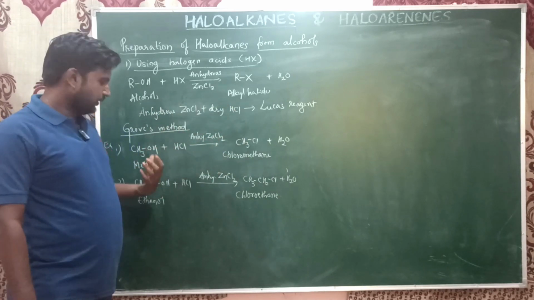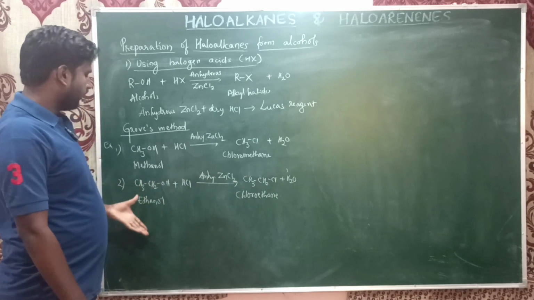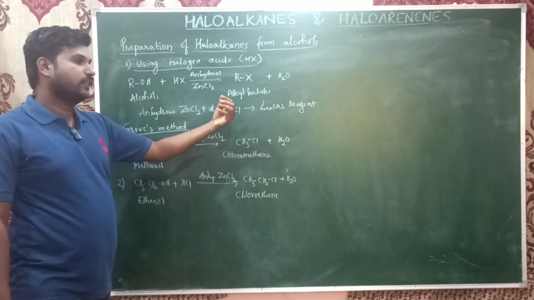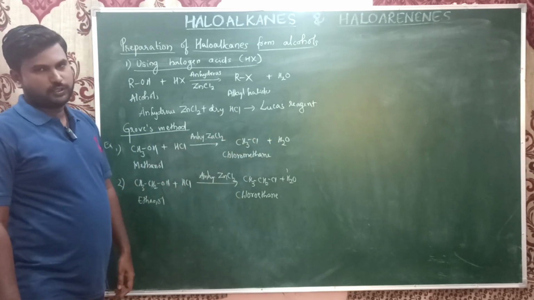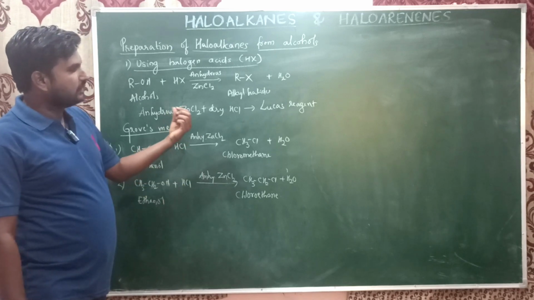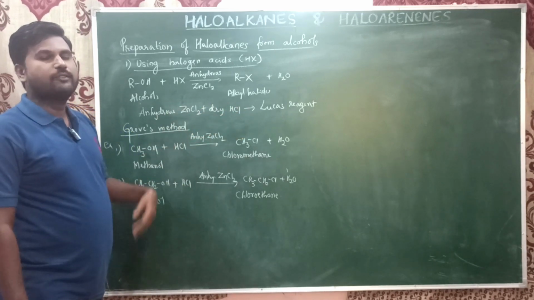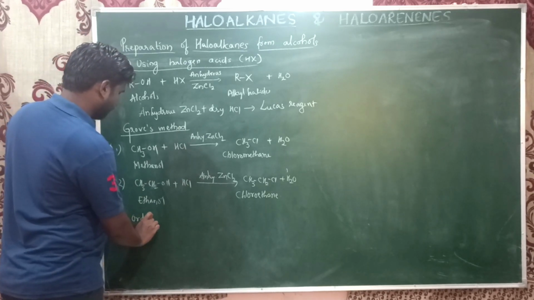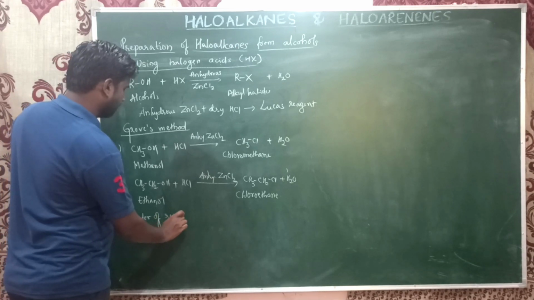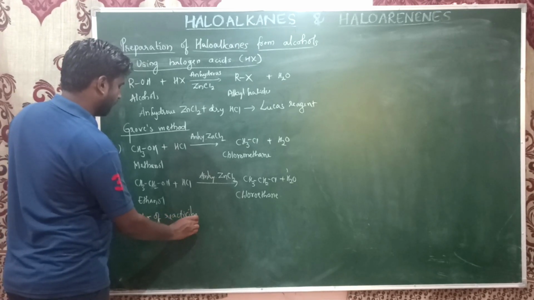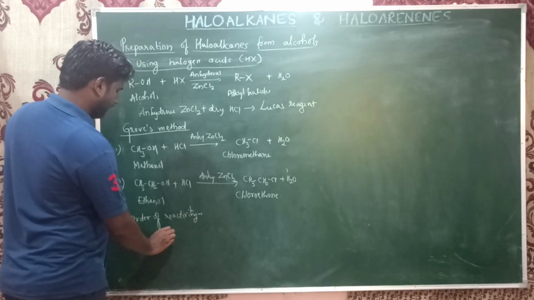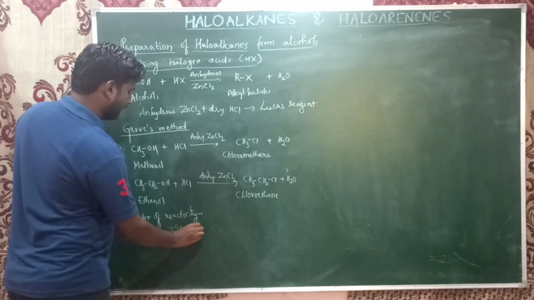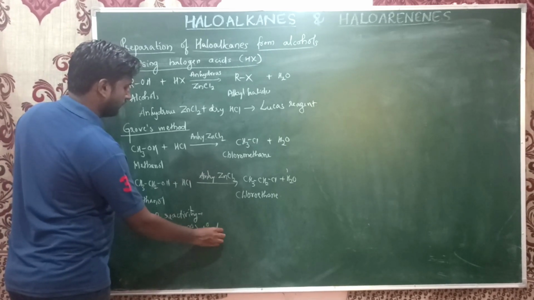So using Lucas reagent we can convert alcohols into alkyl halides, and it also shows differences. That is why it is used to differentiate among primary, secondary and tertiary alcohols. Tertiary alcohols easily react with the Lucas reagent and convert into alkyl halides. The order of reactivity of alcohols for Lucas reagent is also asked in MCQs: tertiary alcohols react most easily, then secondary and primary alcohols.